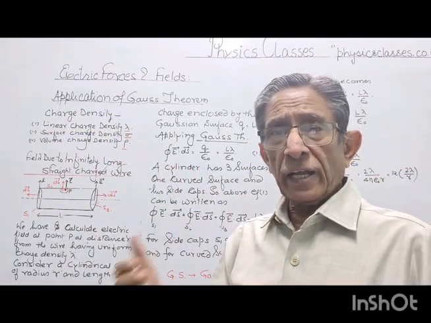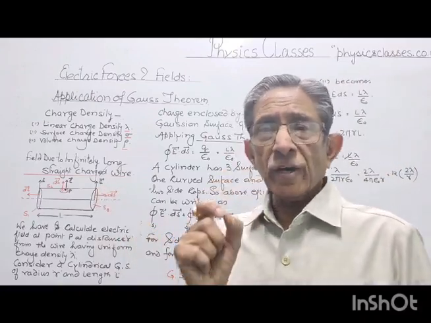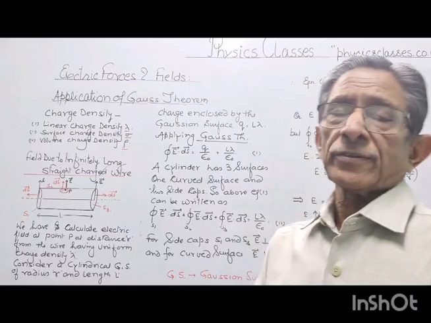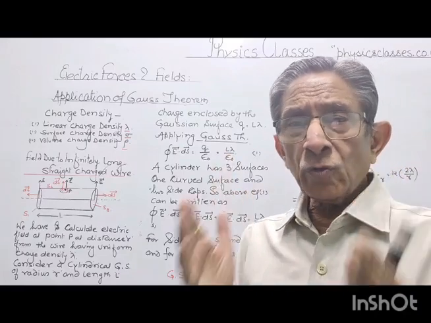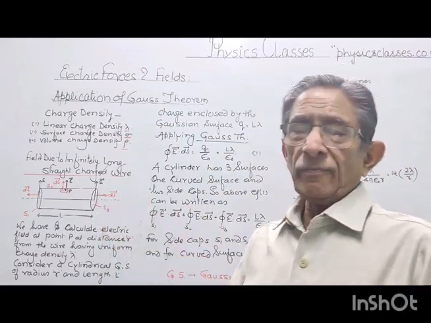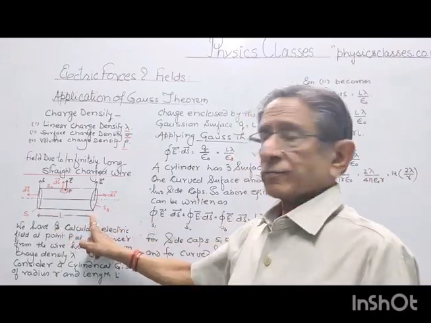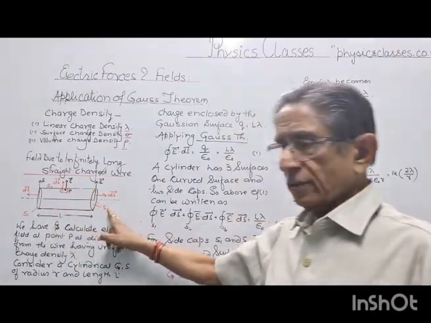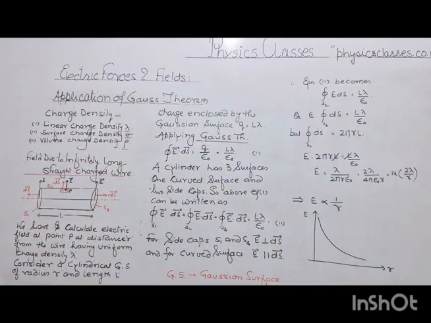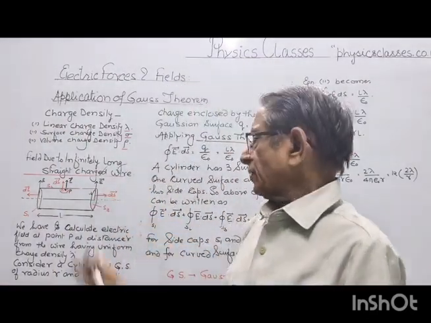When we have to calculate the electric field due to this wire, we have to consider a convenient Gaussian surface. GS means Gaussian surface. We shall choose the Gaussian surface as per our convenience. For the current problem, the Gaussian surface is a cylindrical Gaussian surface of radius r and length l. This is the radius r and the length is l.